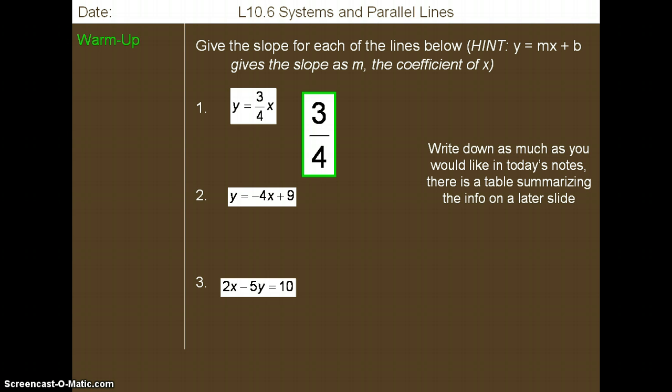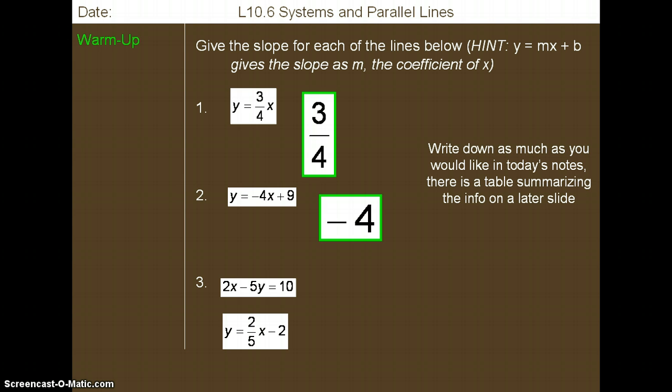Our slope in number 1 is, of course, 3/4. For graphing purposes, we would go up 3 and to the right 4. Remember, the numerator of the slope determines the vertical movement, and the denominator determines the horizontal. We call that the rise over the run. For number 2, the slope is -4, so for graphing purposes, this could go down 4 and to the right 1.